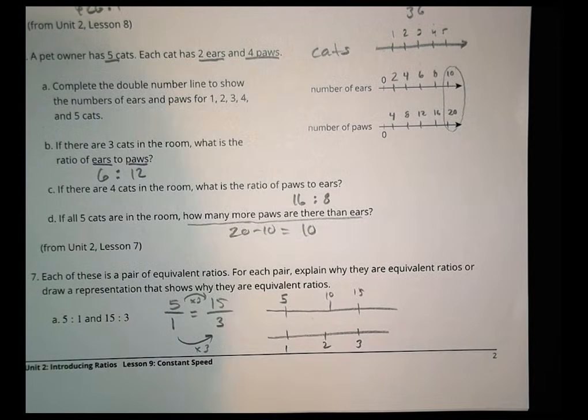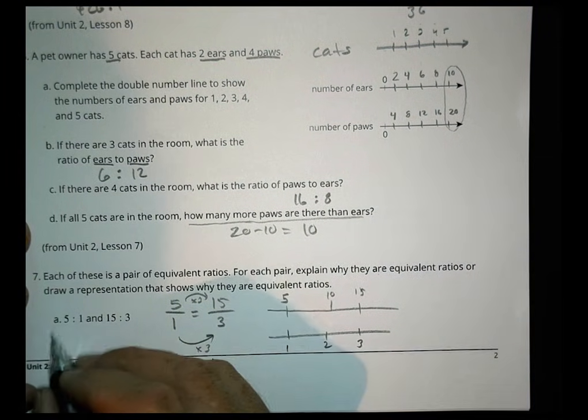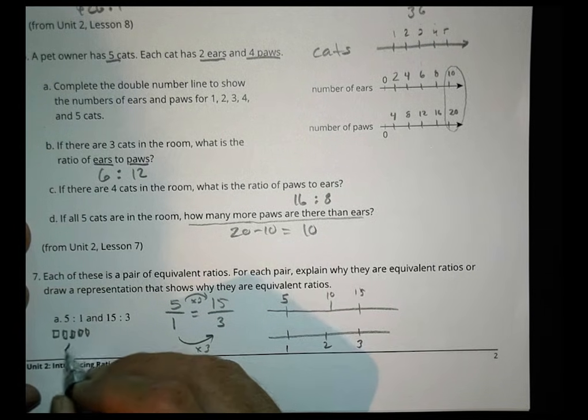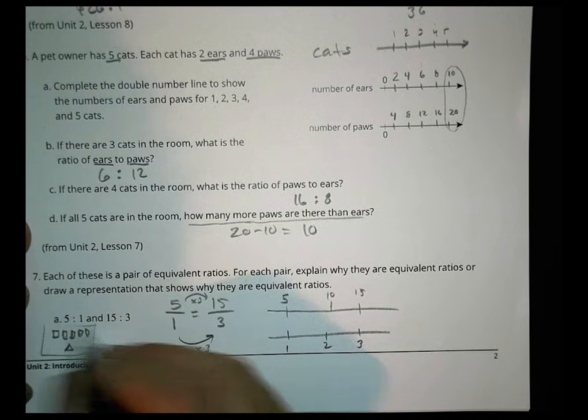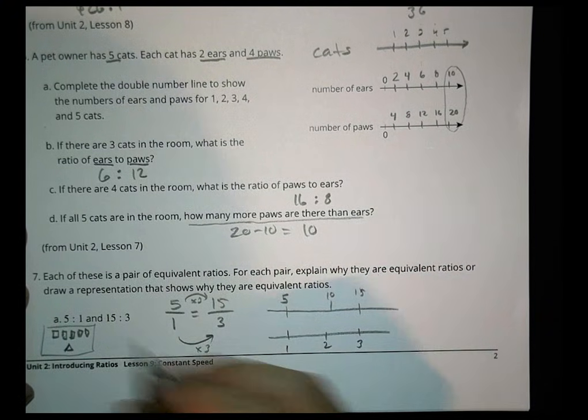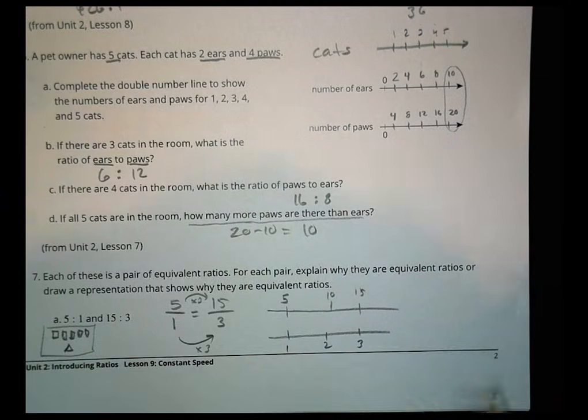Okay, if you want to draw a picture, right, you could do a 5, 1, 2, 3, 4, 5 to 1, right? So that is 5 squares to 1 triangle, and then I could do another picture of 15 and 3 to show it's the same. That'd be a lot of drawing though. Okay, let's take a look at the next one there.